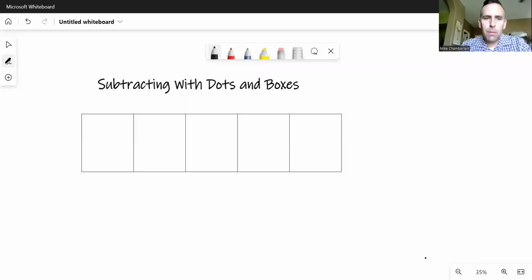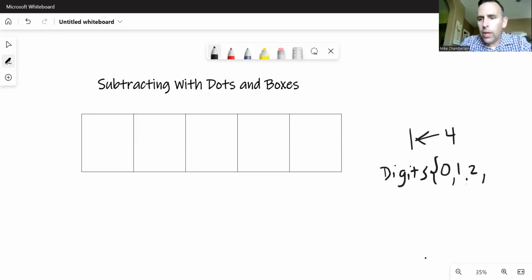Now that you've seen some examples on how to subtract with dots and boxes, I wanted to give you something in action as well. Let's take a look at an example in base 4, which is our 4-to-1 machine. Now remember, our digits in base 4, there's 4 digits. Our digits are 0, 1, 2, and 3. We don't ever have a 4 or larger because it always regroups.